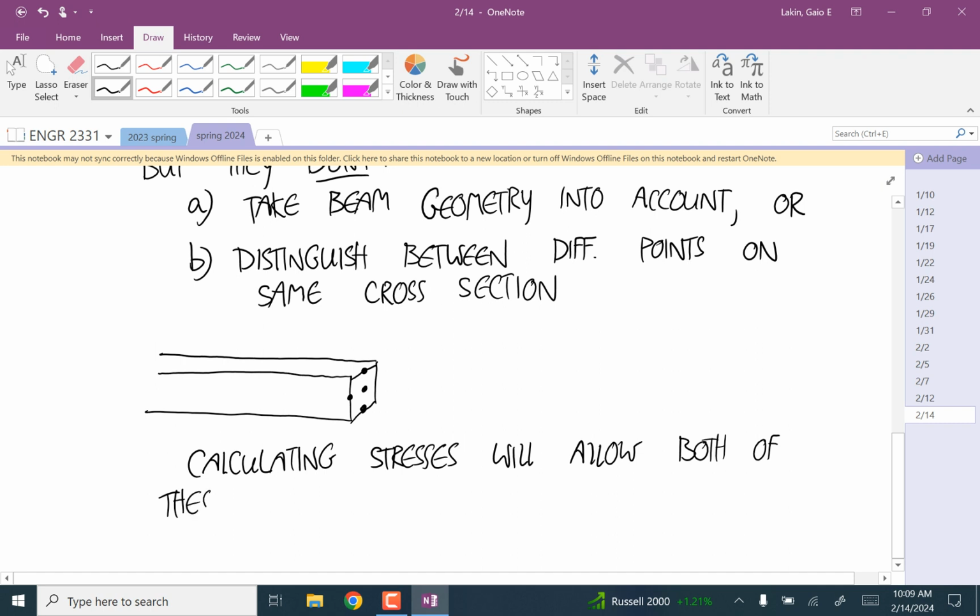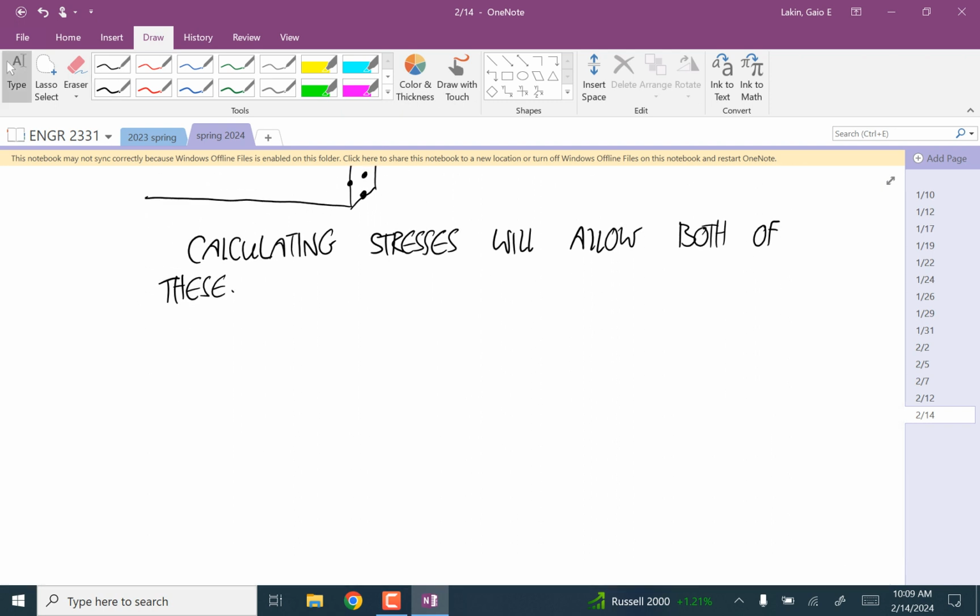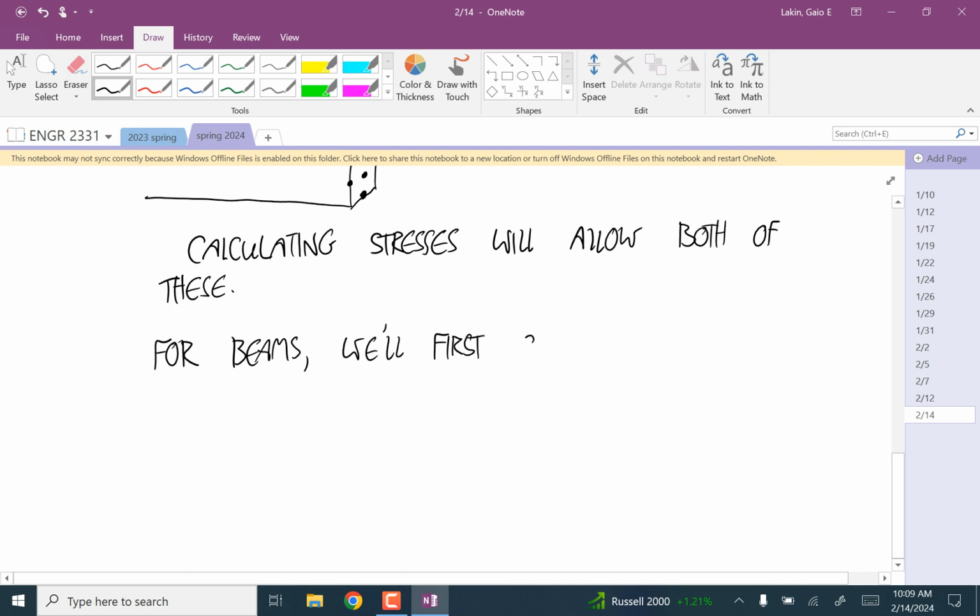To calculate the stresses in a beam, you first have to calculate the internal loads, and then the stresses are all going to be calculated from the internal loads. So for beams, we'll first calculate internal loads. Then we'll use those to calculate the stresses.